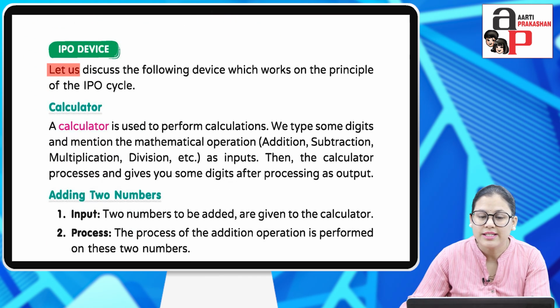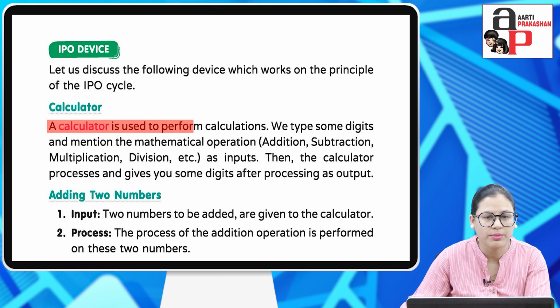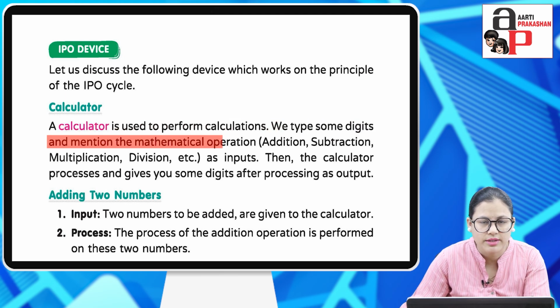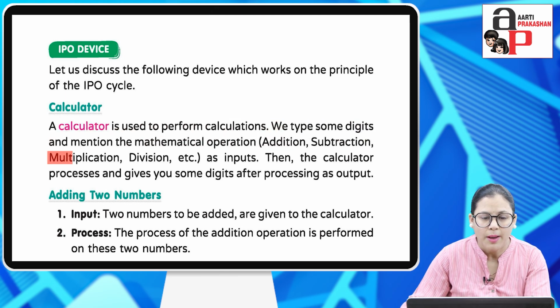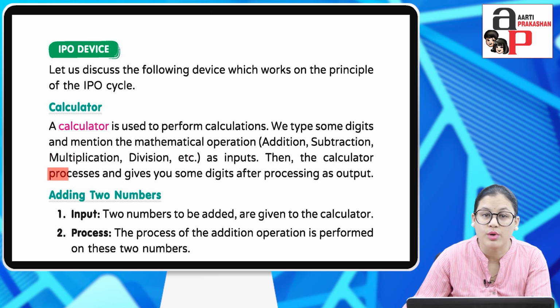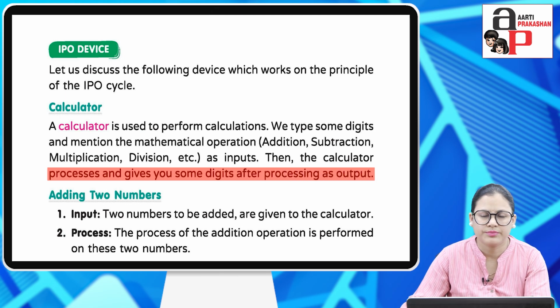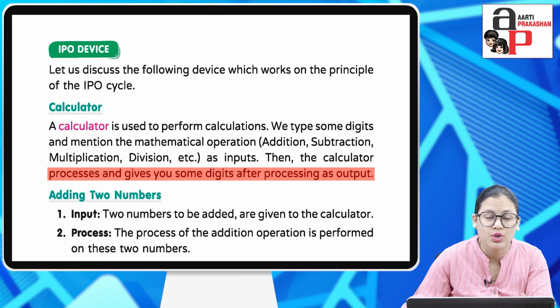IPO device. Let us discuss the following device which works on the principle of the IPO cycle. Number one, calculator. A calculator is used to perform calculations. We type some digits and mention the mathematical operation, that is addition, subtraction, multiplication, division, etc. as inputs. Then the calculator processes and gives you some digits after processing as output. Sometimes we need to do some kind of calculations, so we take the help of the calculator.